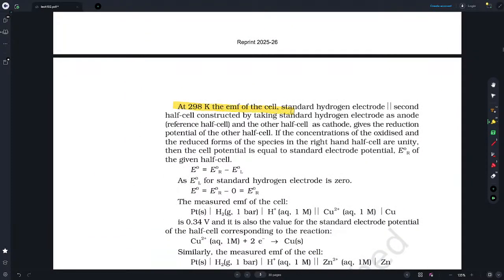At 298 Kelvin, the EMF of the cell constructed by taking a standard hydrogen electrode as an anode and the other half cell as cathode gives the reduction potential of the other half cell. If the concentrations of the oxidized and reduced forms of the species in the right hand half cell are in unity, the cell potential is equal to the standard electrode potential of the half cell.